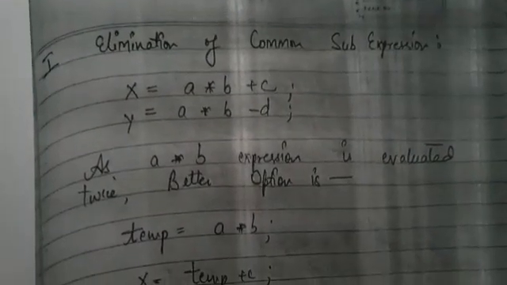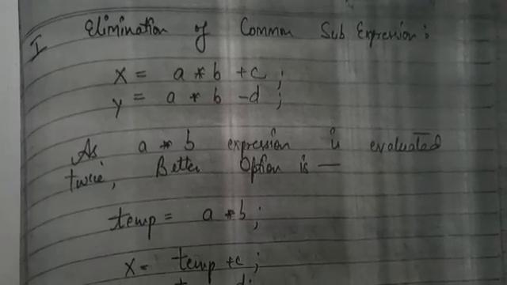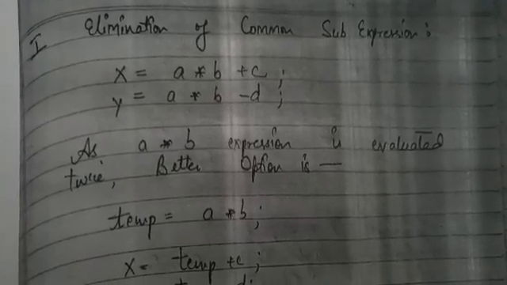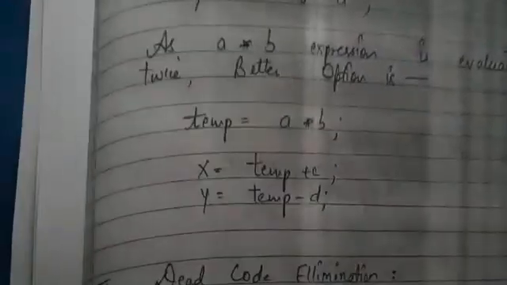the elimination of common sub-expression. Like we have x is equal to a cross b plus c and y is equal to a cross b minus d. Here the a cross b expression is evaluated two times, in the x expression as well as in the y expression. So it is better to evaluate a cross b first, like we store a cross b in a temporary variable temp. Now we will write x is equal to temp plus c and y is equal to temp minus d. The same expression a cross b we have evaluated as temp. Now we will use temp plus c or temp minus d. This is the elimination of common sub-expression.